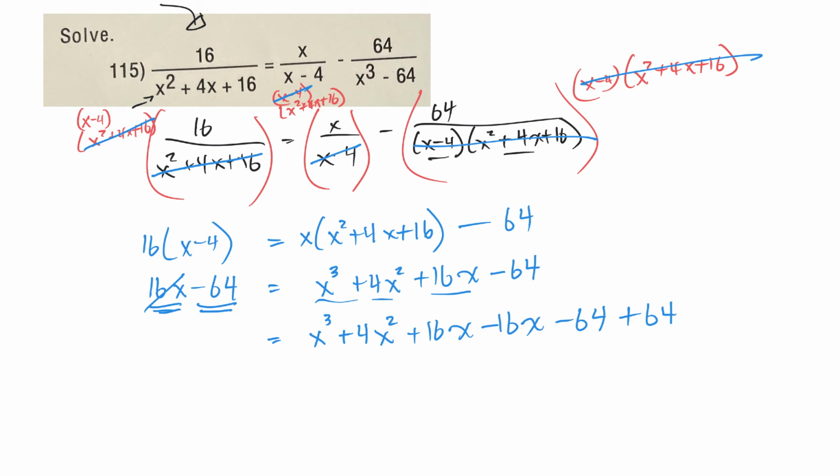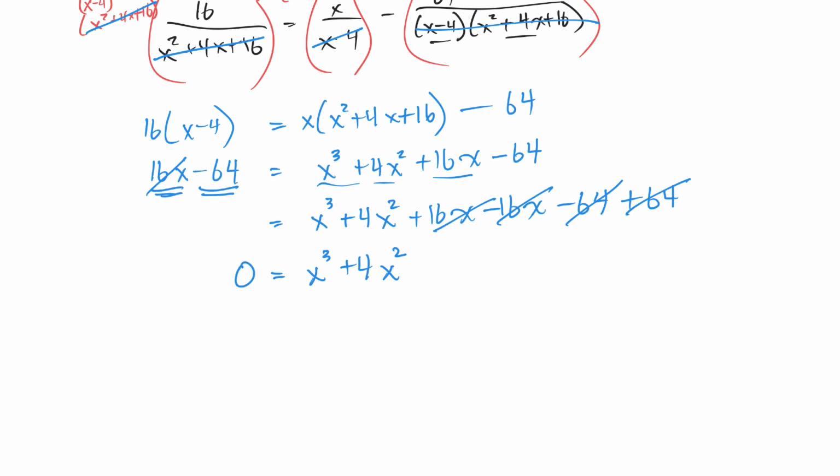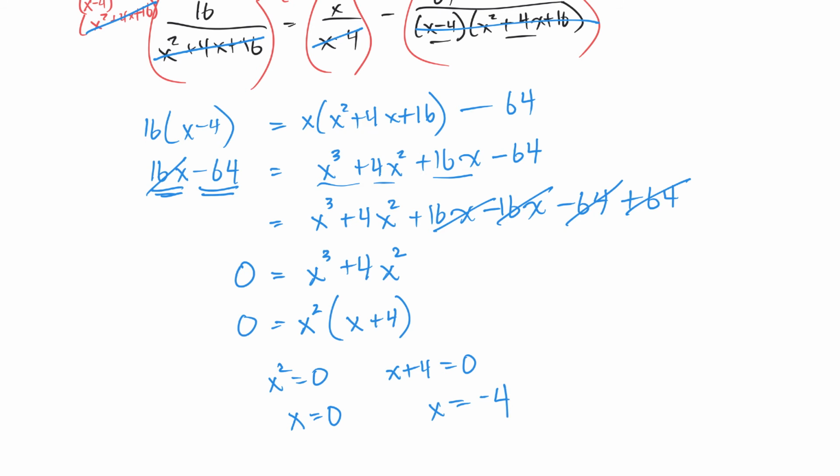Well, okay, I like how this is working. So is equal to, these cancel. So do those. So really I just have 0 is equal to x cubed plus 4x squared, which I can factor out an x squared, that would leave me with an x plus 4. And so to make it equal to 0, I've got to have x squared is 0 or x plus 4 is 0. So, yeah, that's correct. Either x is equal to 0 or x is equal to negative 4.